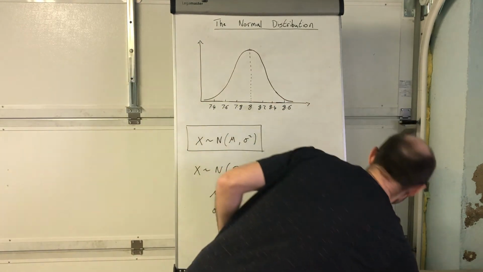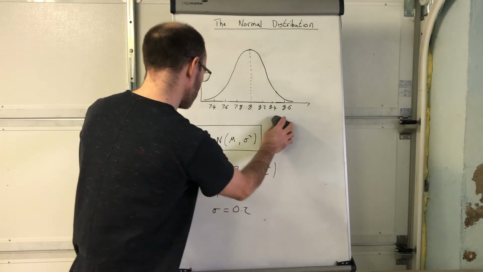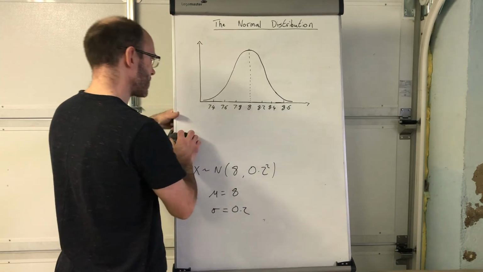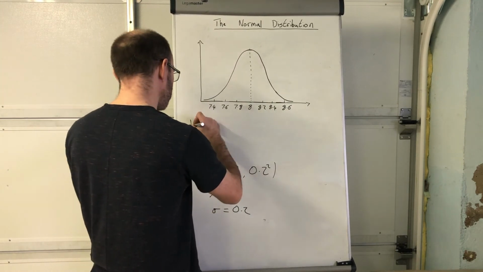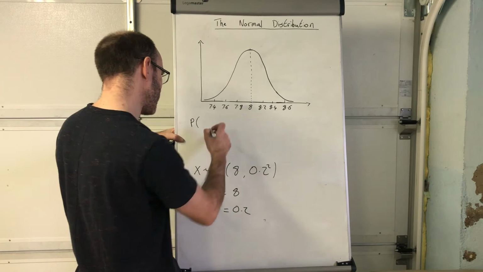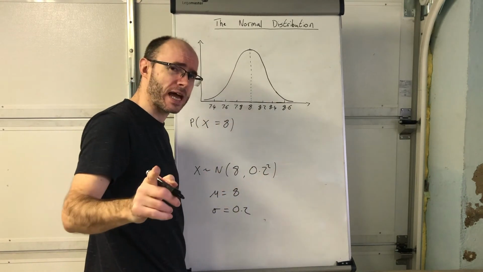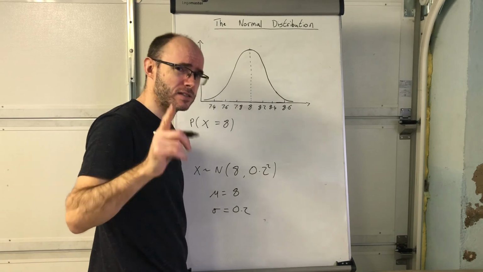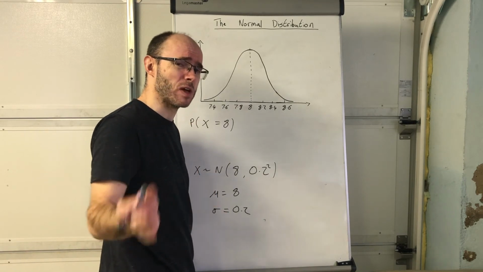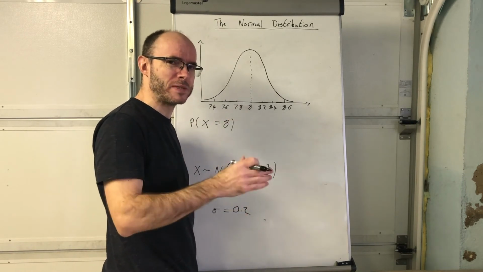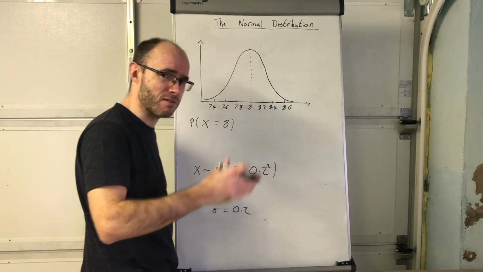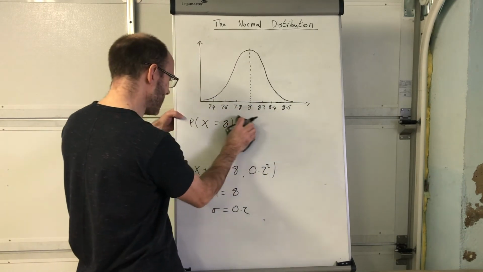Let me just rub this off. Let's just consider calculating the probability that x is equal to 8. I'm trying to catch you out. It is 0, isn't it? Remember what I said earlier? Rewind again if you can't remember. But the probability of x being a particular value is 0. I'm not going to say the explanation again.